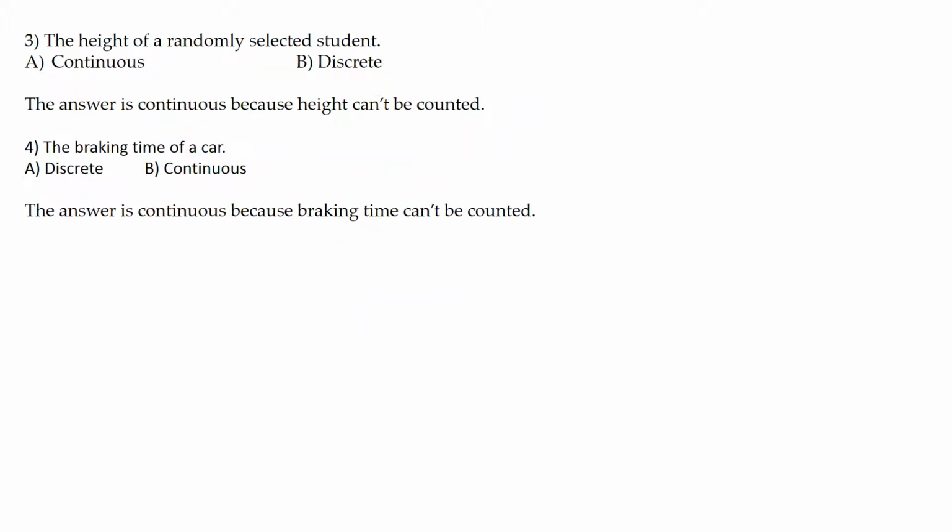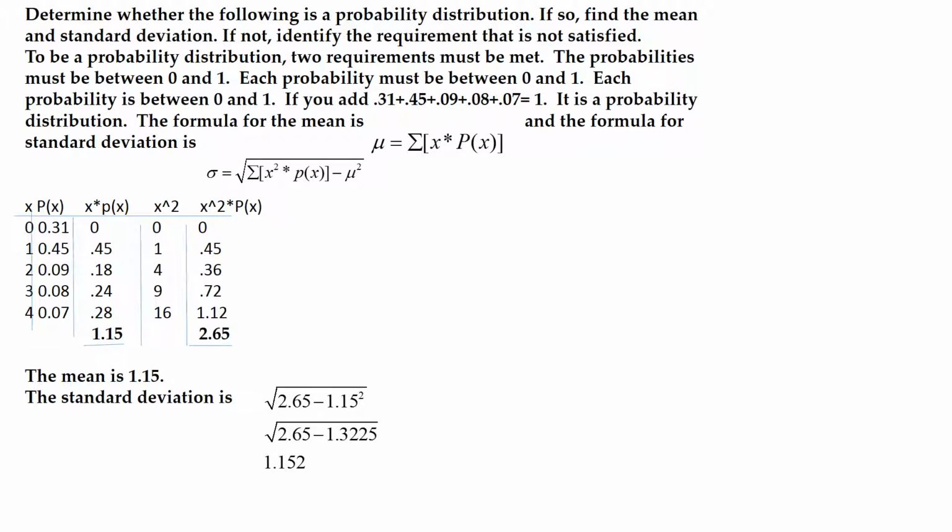Question 4. The braking time of a car. This is continuous because braking time can't be counted. Question 5. Determine whether the following is a probability distribution. If so, find the mean and standard deviation. If not, identify the requirements that is not satisfied.